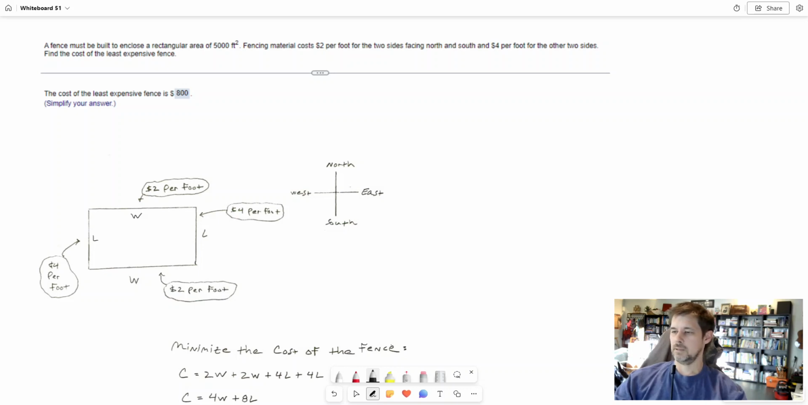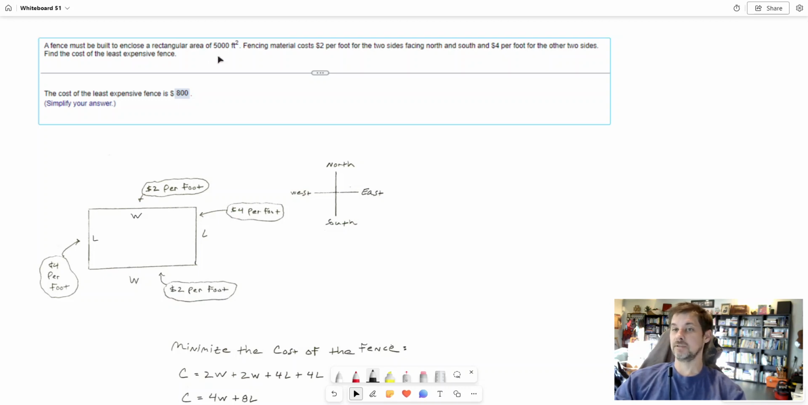Greetings, everybody. So here is another problem that I've taken from MyMathLab to show you, and it's another problem that's what we would call an optimization problem. So an optimization problem is one where, no matter what the situation is as it's presented in the question, it's asking to maximize or minimize something.